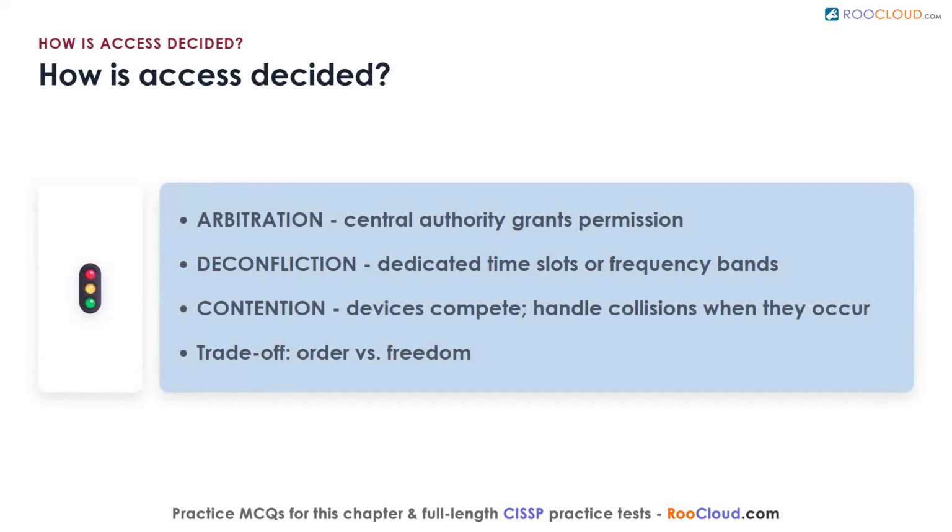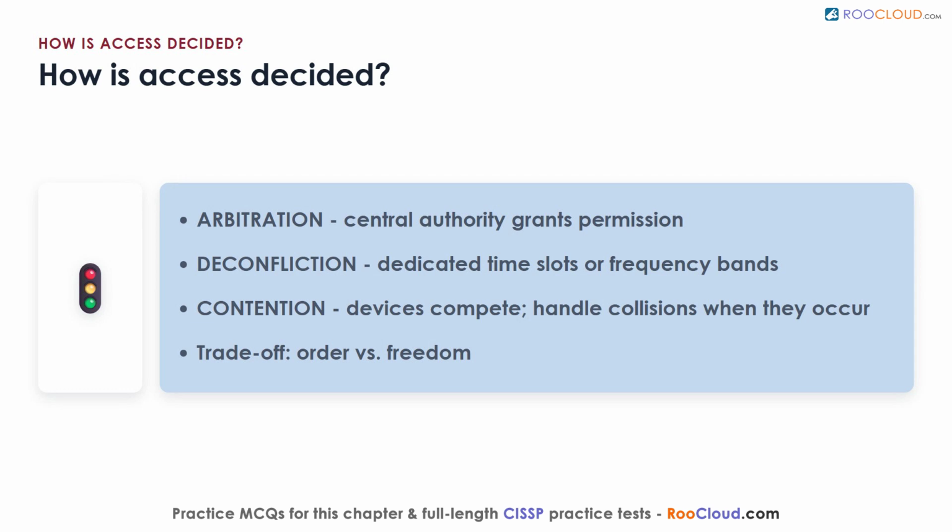How do networks decide whose turn it is to talk? Through media access approaches, which fall into 3 broad philosophies. Arbitration uses a central authority or a fixed set of rules to grant permission, so devices ask or wait their turn under coordination. Deconfliction avoids clashes in advance by handing each device its own dedicated time slot or frequency band.